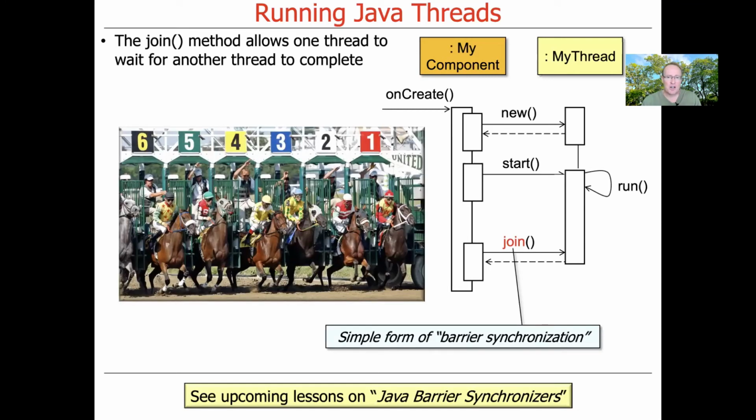This provides what's called a simple form of barrier synchronization. We will talk a lot more later about barrier synchronization. You'll get a lot of chance to play around with barrier synchronizers in some other examples. But basically, barrier synchronizers are used to let one thread wait for other threads to finish, or to start for that matter. So think about something like a starting gate for horses or runners in a 100-meter dash or something like that.